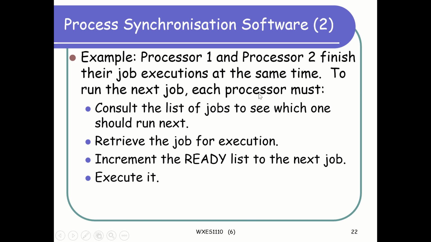To run the next job, each processor must consult the list of jobs to see which one should run next, retrieve the job for execution, increment the ready list to the next job, and execute it. So, just imagine this analogy. You get a number in order to be served at the bank. The teller pushes a button to indicate the number to be served next. So you come in here, and this is the machine where you push a button to get your number. Then both go to the ready list to select a job.